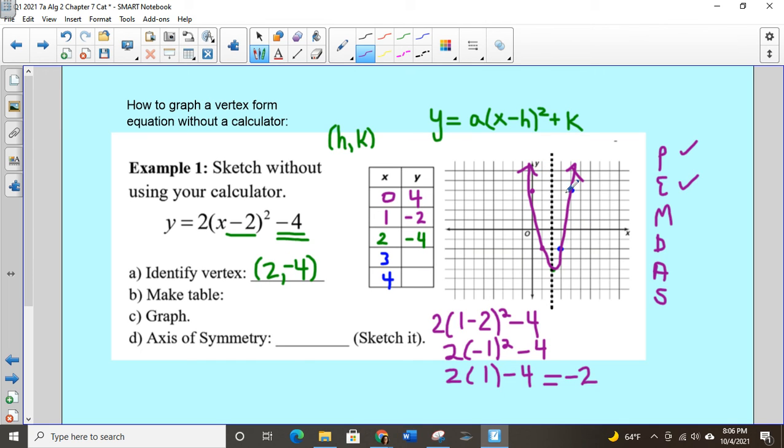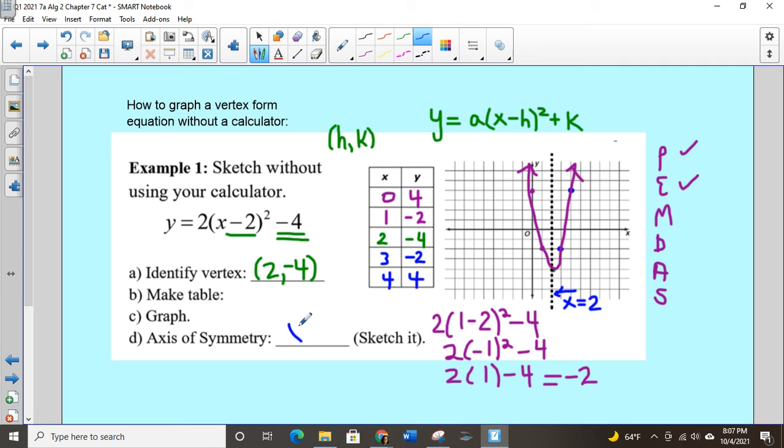Okay, so in the time that it took to do that, now I could look and I could be like, okay, so it was at 1, 2, 3, -2, and then it was at 1, 2, 3, 4, 4. And my axis of symmetry is right here, and that's at the line x equals 2.